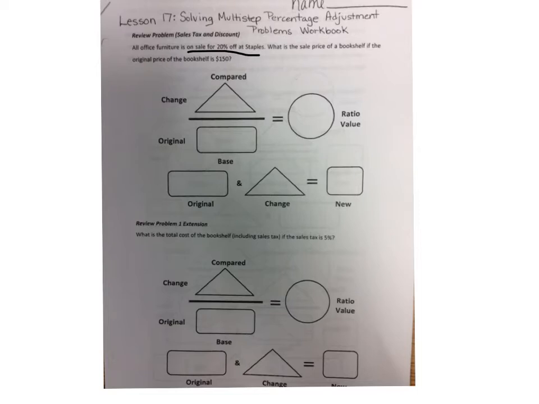So I've identified my ratio value, and so that 20% is going to go in my circle as 20 over 100 because that's what percent means. We should not go on until we label what the 20 is talking about. So they say all office furniture is on sale for 20% off at Staples. So the label up here is going to be off, which means the number over here is how much off we're going to get.